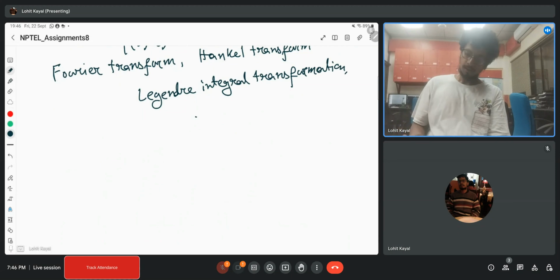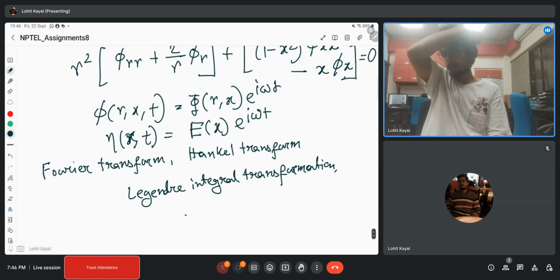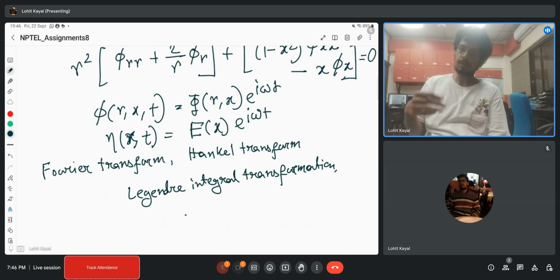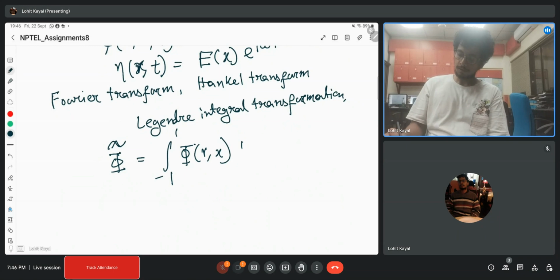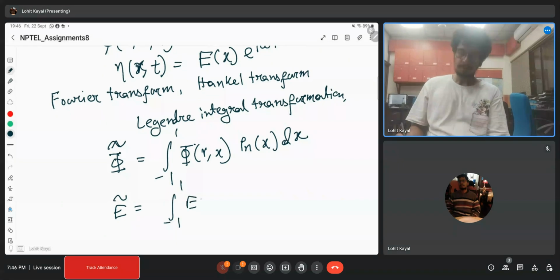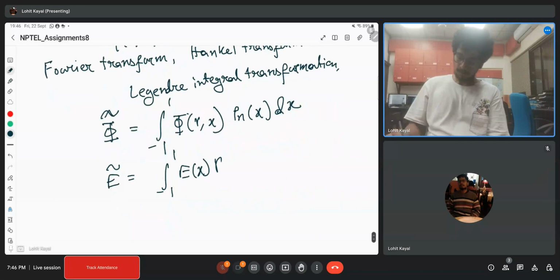Okay. So now, as we have converted x to cos theta, and theta varies from 0 to pi, here your phi tilde is defined from minus 1 to 1, because cos pi is minus 1 and cos 0 is 1. So it will be phi r x, and there is some function called P n x that you will learn about later, and phi tilde is equal to the integral from minus 1 to 1 of phi times P n x dx. So this is called the Legendre function, the Legendre polynomial.